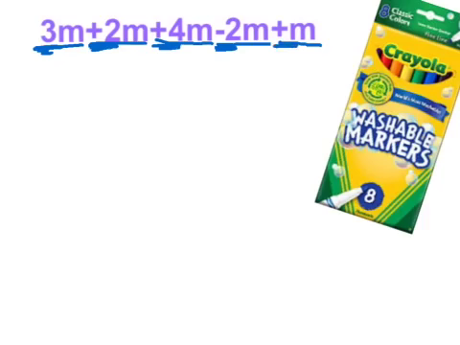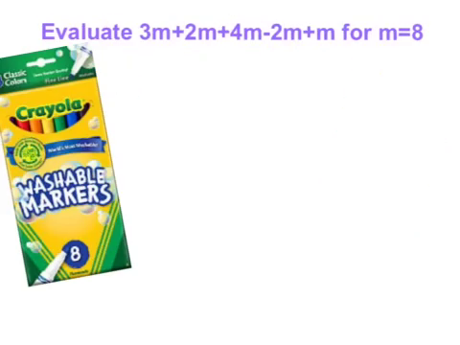We do all the positives together. 5, 9, 10 minus 2, I have 8 packs of markers. So if you see something that looks like evaluate 3m plus 2m plus 4m minus 2m plus m for m equals 8, stop for a minute and see if you can combine like terms.